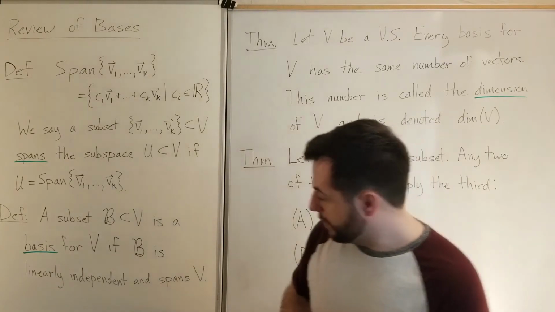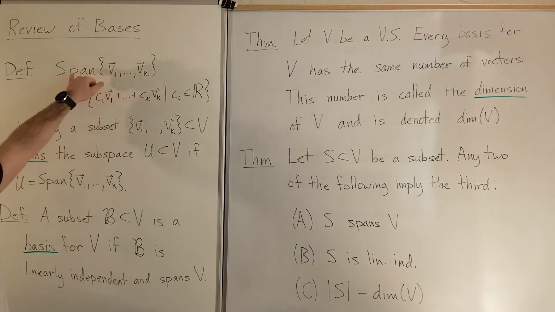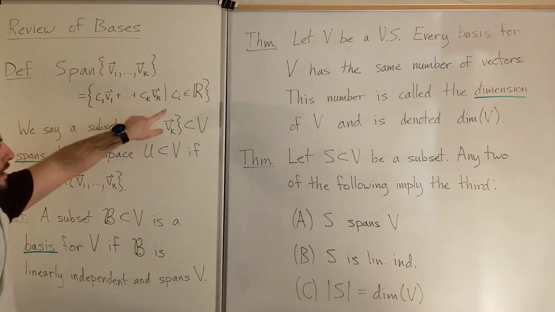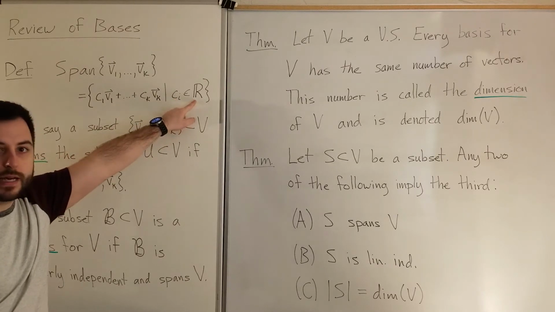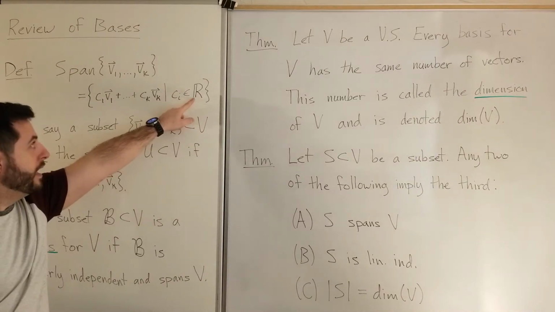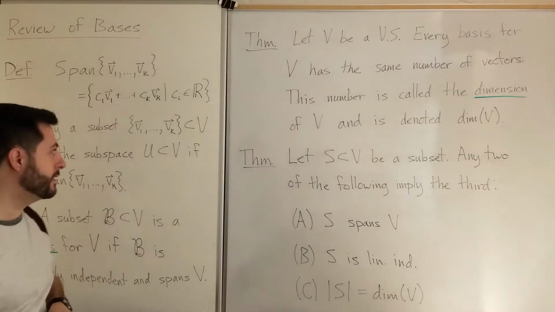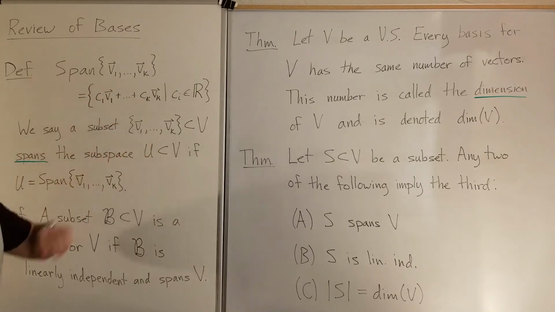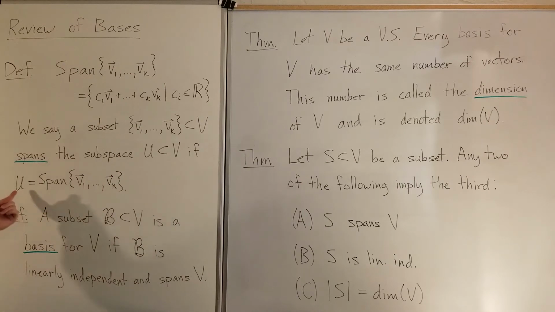So start out with, we have these vectors. We're taking the span of them, which is the set of all possible linear combinations where the coefficients are in R. Okay? We might at a later point in time replace R with C in case we're dealing with complex vector spaces instead of real vector spaces. Okay, so we say that this subset that we're talking about spans the subspace U of V if U is equal to the span.